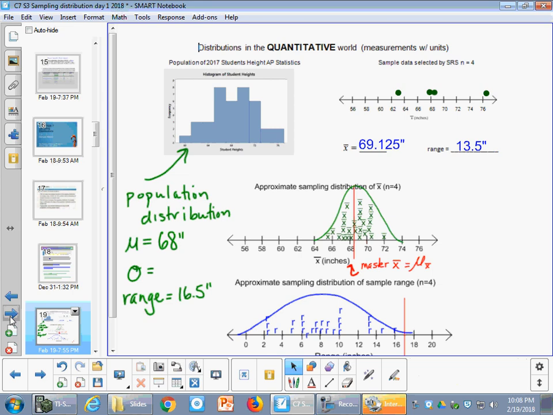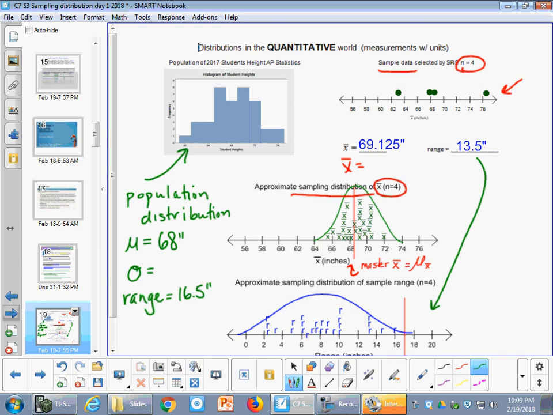And then we each took a sample of size 4. We plotted that distribution. So this is sample data. This is one sample's distribution. This is my individual little x bar and my individual range. And then we all put our individual x bars onto this distribution, which was the sampling distribution. We also put our range values down here on the range distribution.